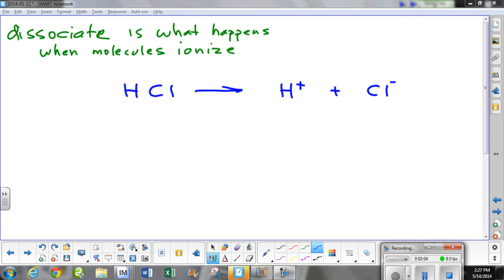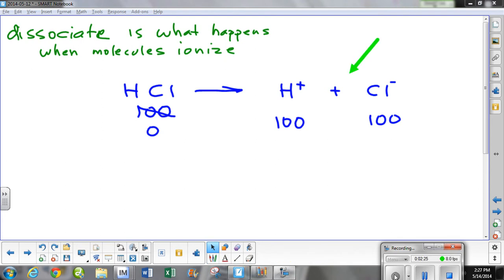At any rate, if we start with 100 of these, what that definition that Clyde had meant was this is going to go to 0, and this is going to go to 100. And when this goes to 100, then the chloride will also have to go to 100. So we start out over here, it was 100, that goes to 0. That means it's going to dissociate 100%, which means that every single one of those is going to become one of these and one of these. Dissociation, also called ionization. Same thing.